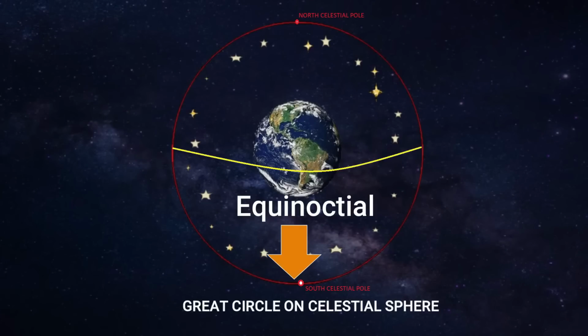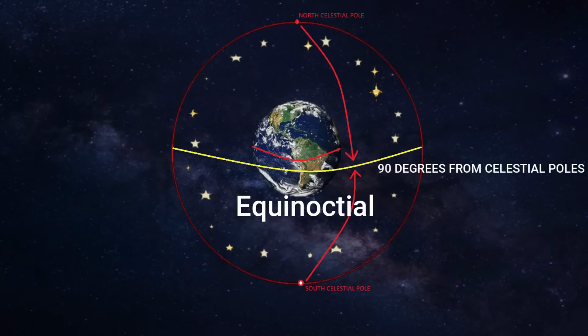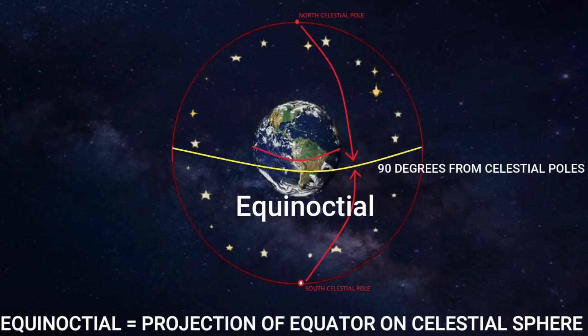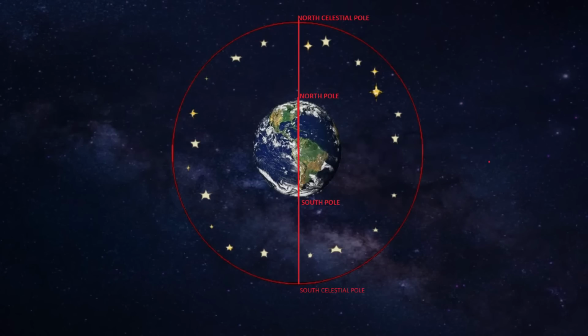Equinoctial. It is a great circle on the celestial sphere which is 90 degrees away from the celestial poles. Equinoctial is the projection of the equator on the celestial sphere, hence it is called the celestial equator. Celestial poles. The Earth's axis when projected on the celestial sphere will meet at the celestial poles. The point above the North Pole is called the North Celestial Pole. The point below the South Pole is called the South Celestial Pole.